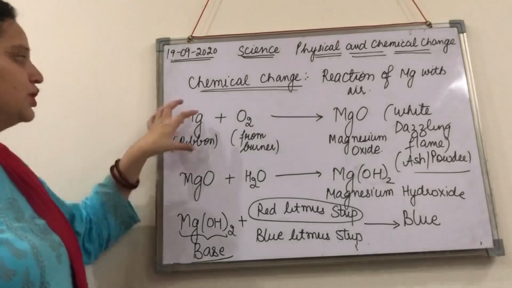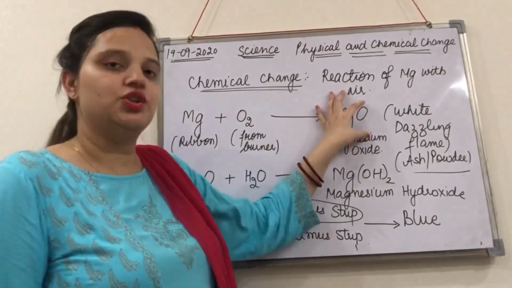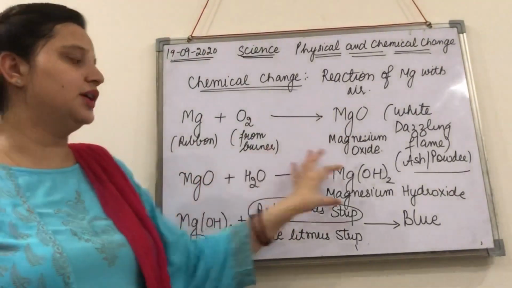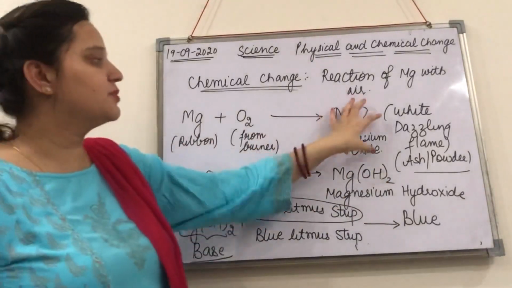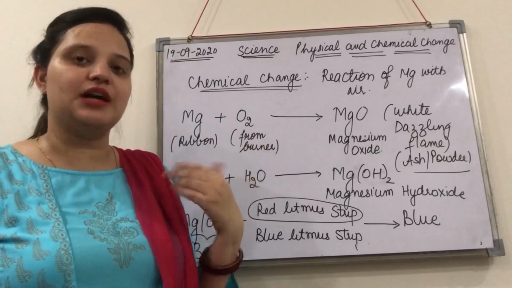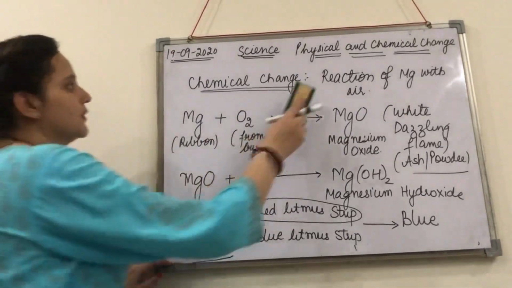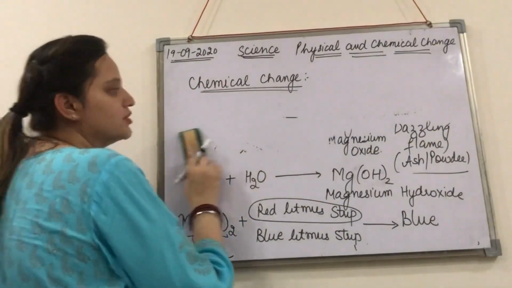Initially we had magnesium. When it is burnt, you get magnesium oxide, and when it is put in water, you get magnesium hydroxide. So that means these are two different things that we are obtaining. That's why we label this change, again, as a chemical change.